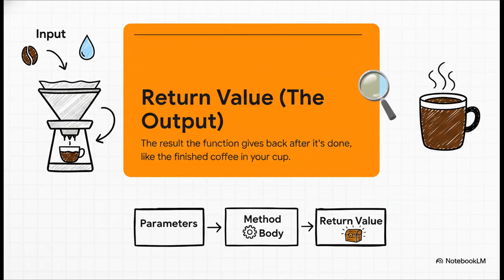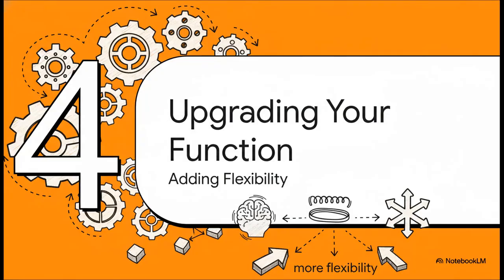It's the result, the final product that the function hands back to you after it's done its job. So you see, input, process, output, parameters, method body, return value. It's the same pattern. That's really the core of it. But you know, basic functions are just the start. The real power comes when we start adding more flexibility and a little bit of intelligence. So let's see how we can upgrade our basic function to handle more complex situations.